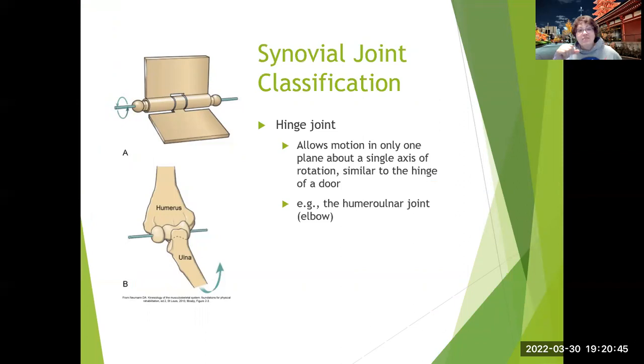So our 7 classifications of synovial joints, the simplest one is a hinge joint. A hinge joint allows motion in one plane about a single axis of rotation, similar to the hinge of a door. So the humero-ulnar joint, aka the elbow, is a great example of a hinge joint. Another really good example of a hinge joint is our interphalangeal joints in our fingers. They just move in one plane around one axis.